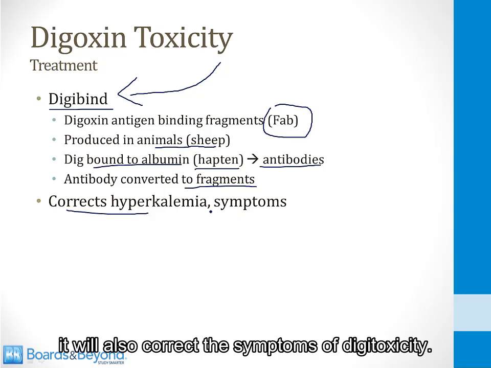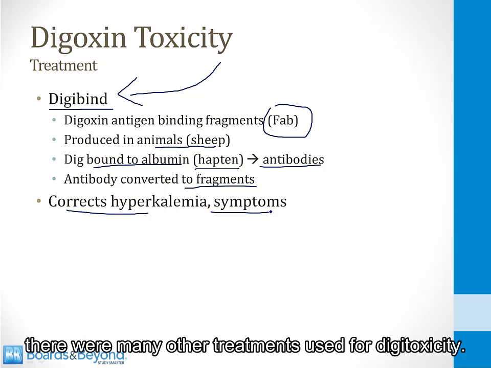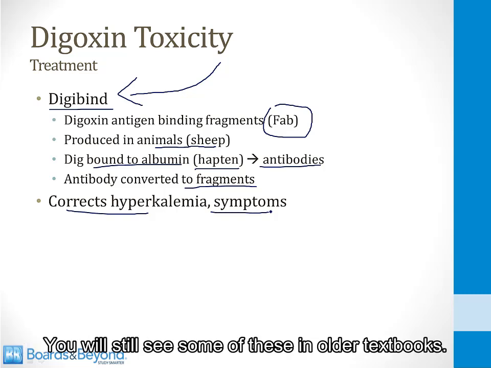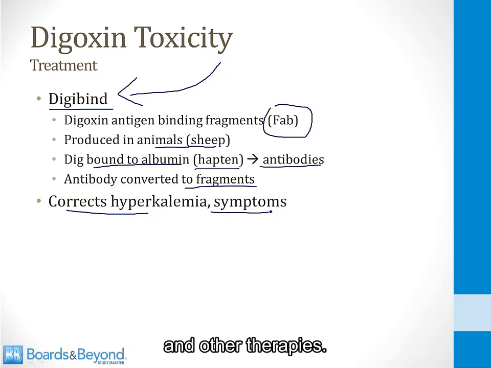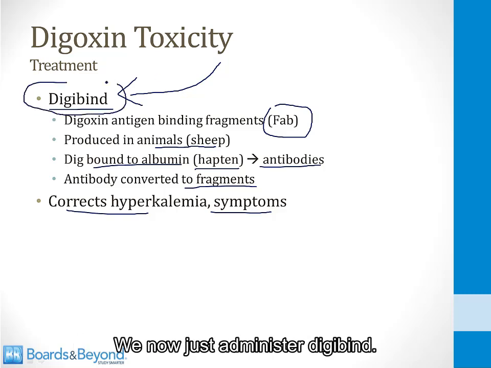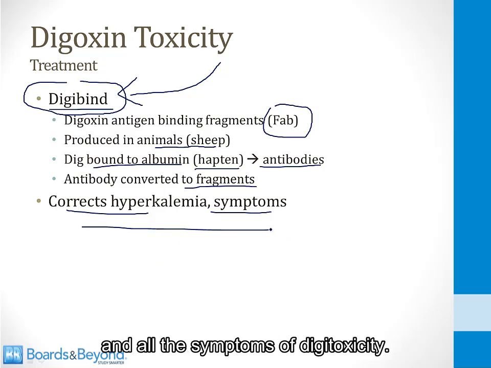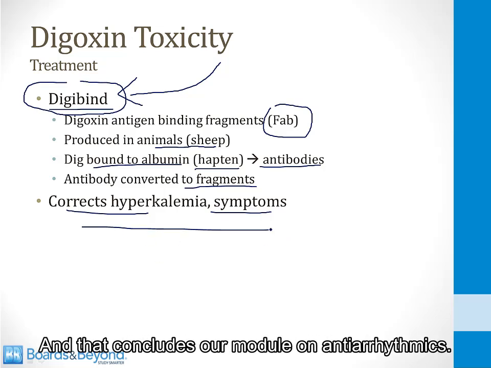It will also correct the symptoms of dig toxicity. Now, before digibind was available in the late 1970s, there were many other treatments used for dig toxicity. You will still see some of these in older textbooks. These include certain antiarrhythmic drugs and other therapies. None of these are used in the modern era. We now just administer digibind, and like I said before, it corrects the hyperkalemia and all the symptoms of dig toxicity. And that concludes our module on antiarrhythmics.